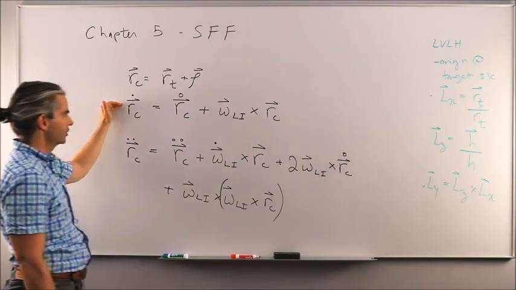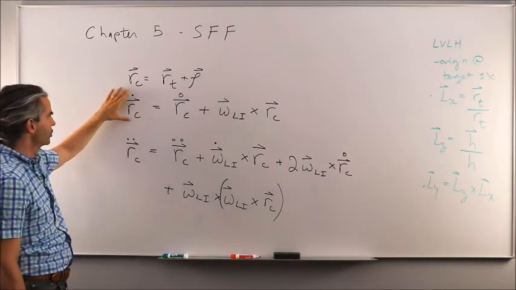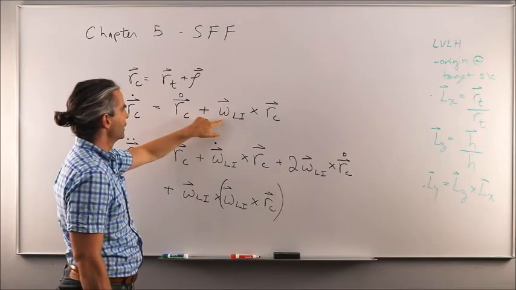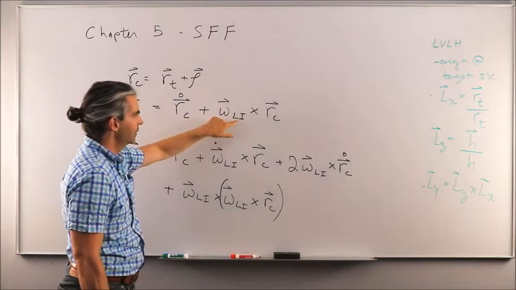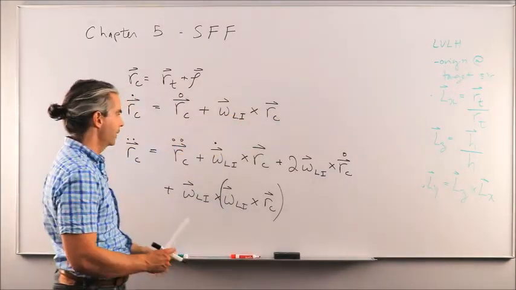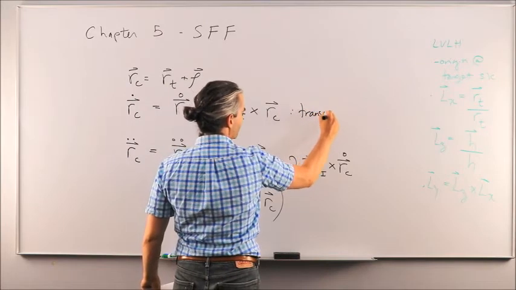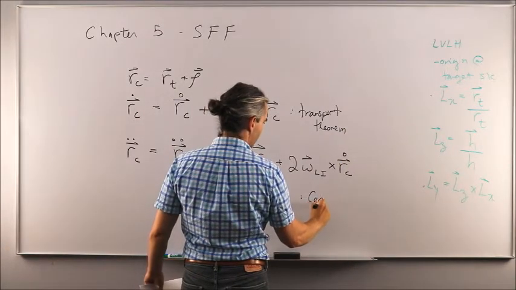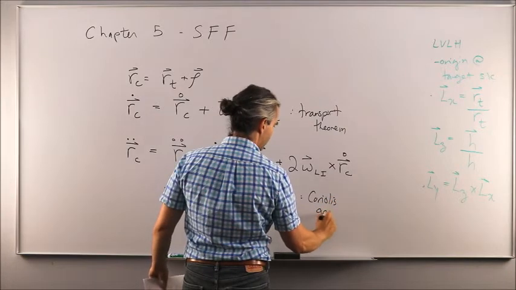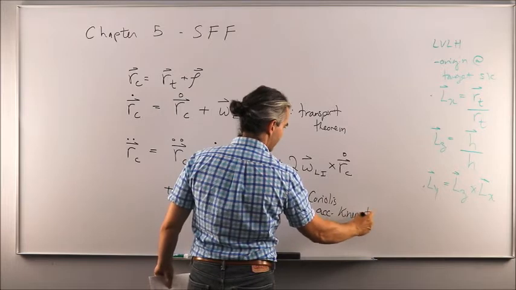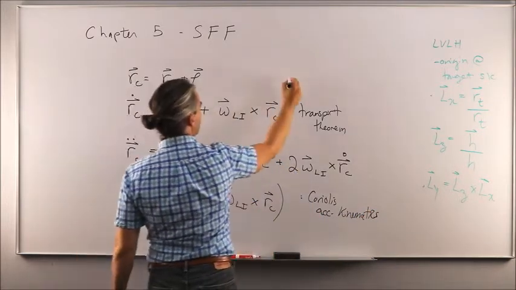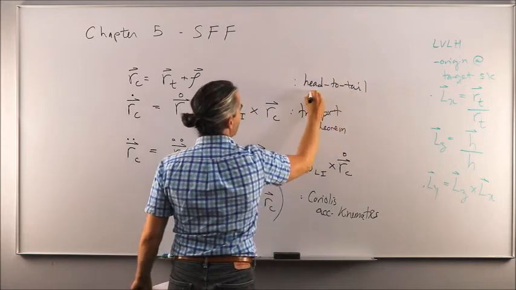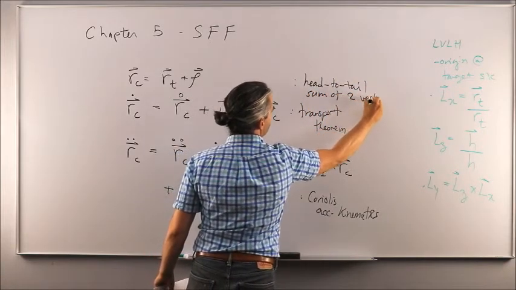And that was the velocity equation straight from the transport theorem that tells us that the inertial derivative of a vector is equal to the non-inertial derivative of the same vector plus the angular rate between the non-inertial reference frame, LVLH in that case, and the inertial one, cross product of the position vector itself. Okay? So this is straight from the transport theorem. And this one is from, let's call it, the Coriolis acceleration kinematics equation. And that position equation was just from head to tail sum of two vectors.